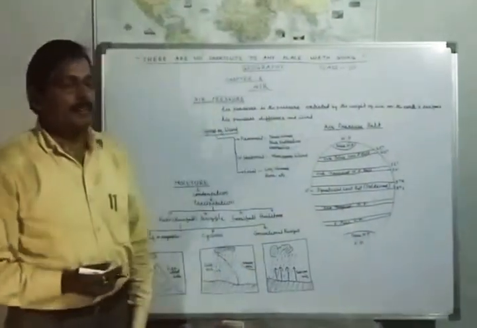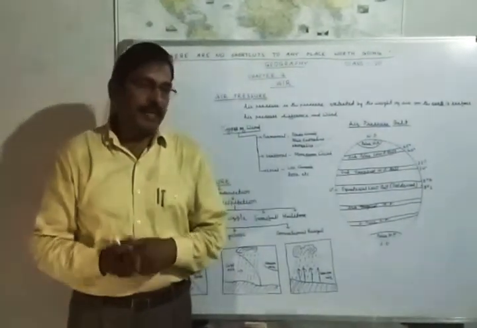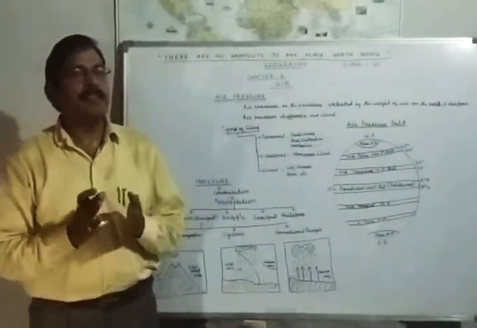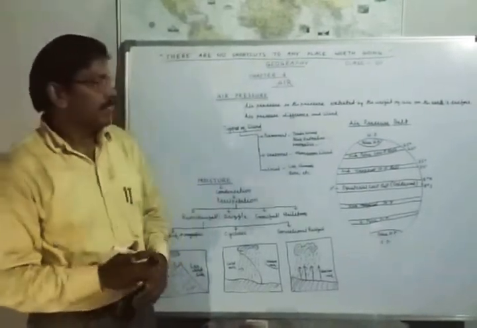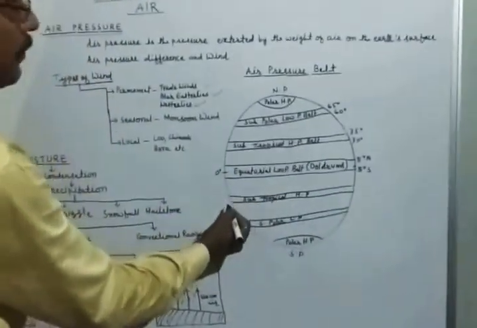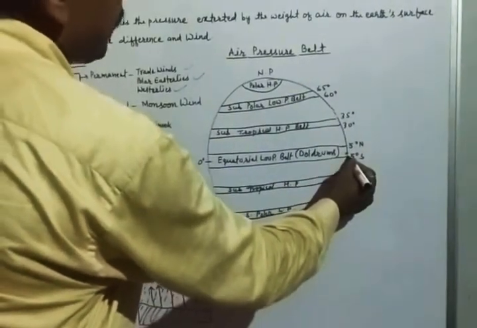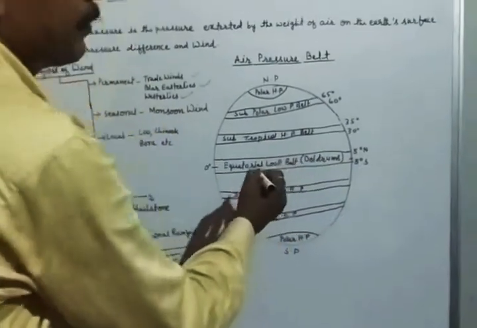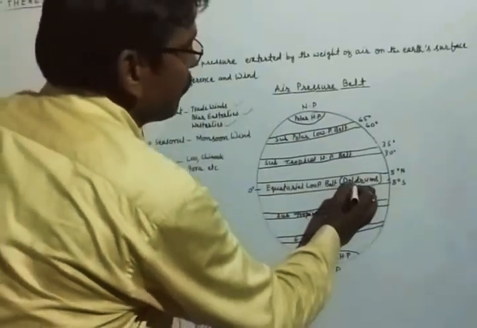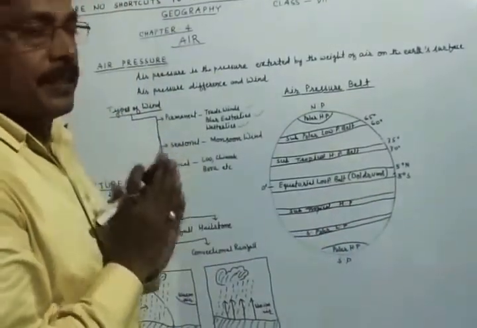Children, I have told you earlier that on the earth's surface there is no equal temperature, and as temperature differs, pressure differs. So on the earth's surface different pressure belts are found. These different pressure belts are shown here. There are 7 pressure belts found on the earth's surface. Around the equator, 5 degree north to 5 degree south, the sun's rays fall vertically, so here pressure is low. That is called the equatorial low pressure belt. It is also called the doldrums because this region is quite a calm region.